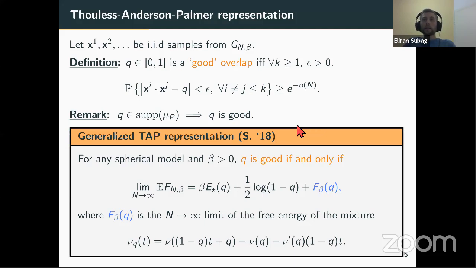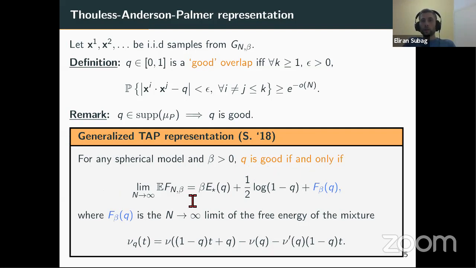And here's the generalized top representation. So again, it holds for any spherical model and any temperature. And it holds for any Q which is good. Essentially, it's a characterization of the property of Q being good.